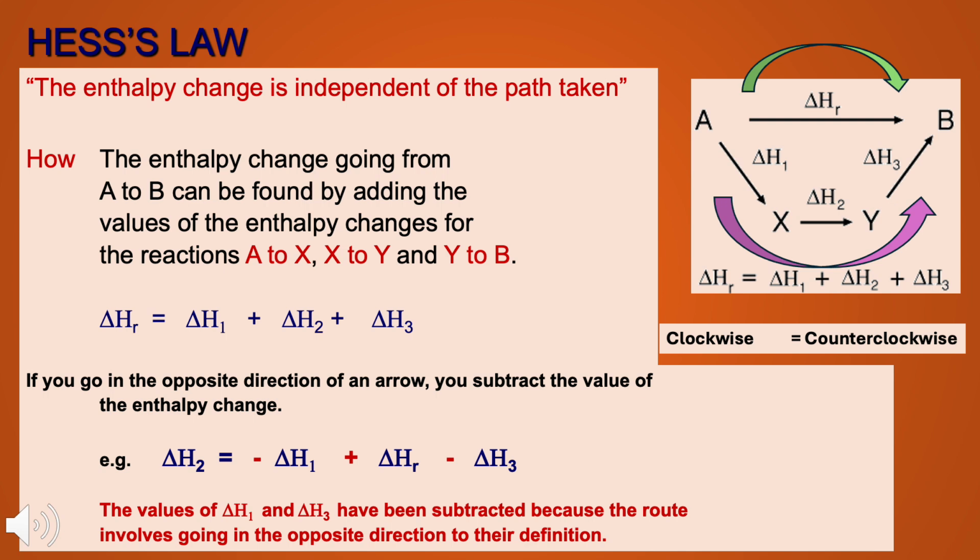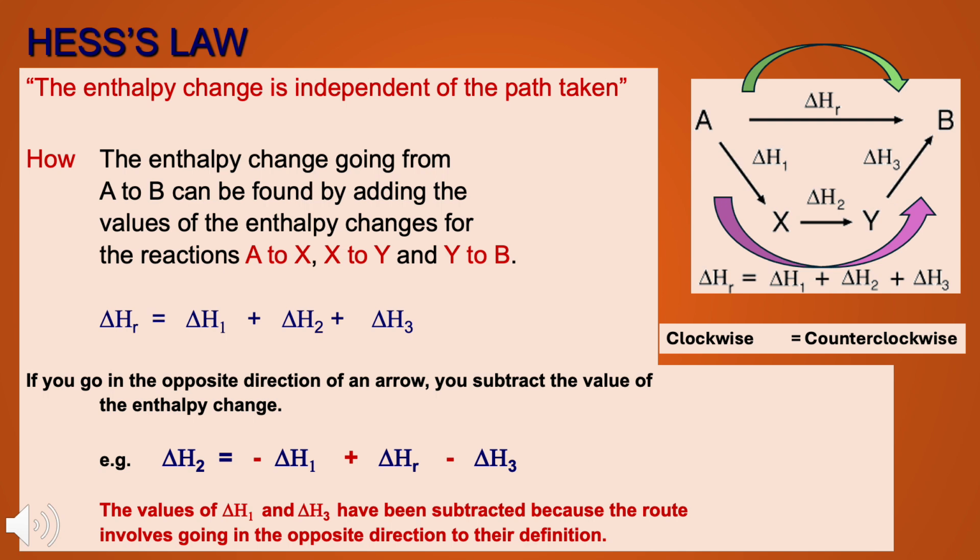The cycle diagram shows two paths, clockwise green and counterclockwise purple. The sum of ΔH values along the clockwise path equals the sum along the counterclockwise path between the same start and end points. When combining reactions, use three rules.